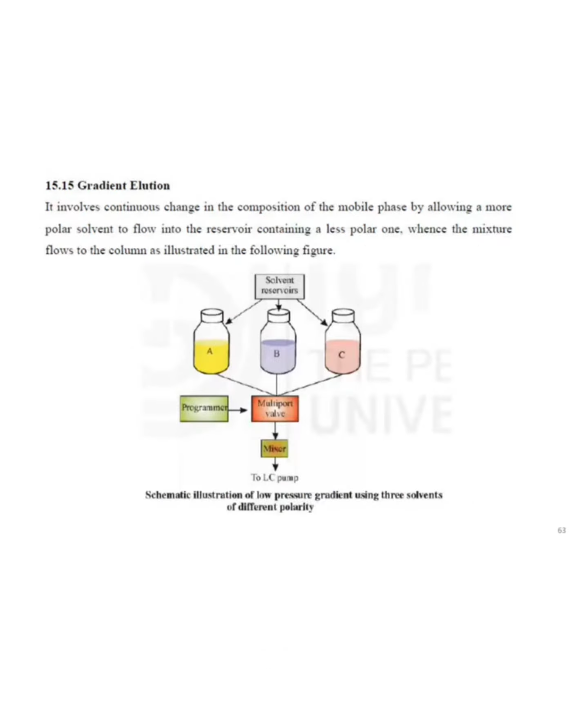And next, there are some tables given in the examples for the solvents and mobile phases also. And I'm going to discuss gradient elution. It involves the continuous change in the composition of the mobile phase. Gradient elution is nothing but the change in the concentration of the mobile phase.